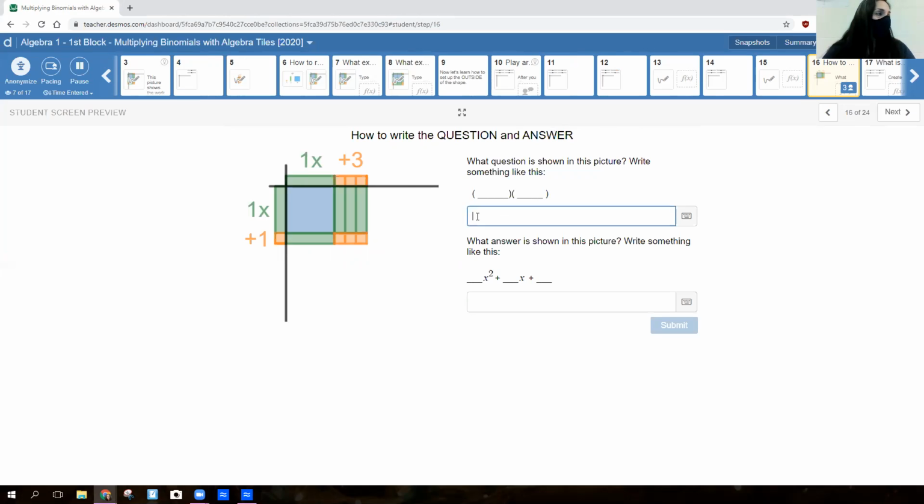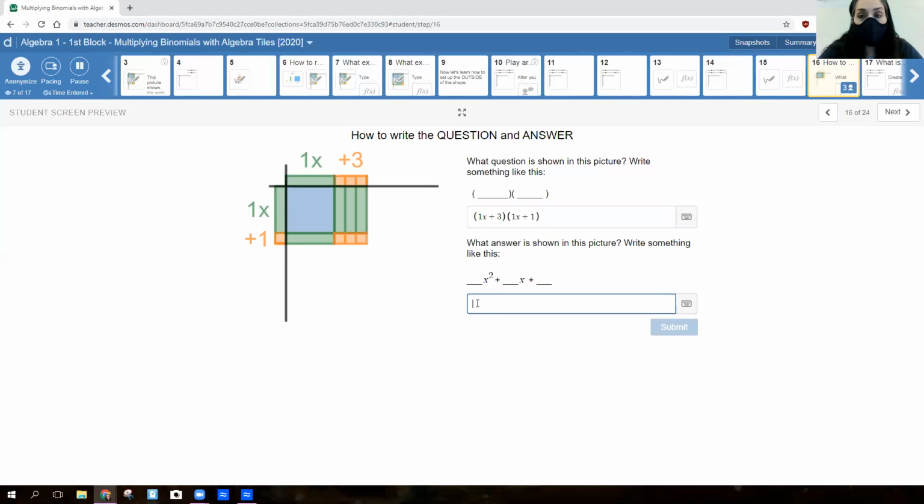What's along the top and what's along the side? So I see along the top, oh, I wish I had my pen, but I don't. Along the top is this. So it would be 1x plus 3, or if you just wanted to write x plus 3, that's fine, right? And then along the side is 1x plus 1. So now on the inside, that represents the answer. Go ahead and type what the answer would need to be.